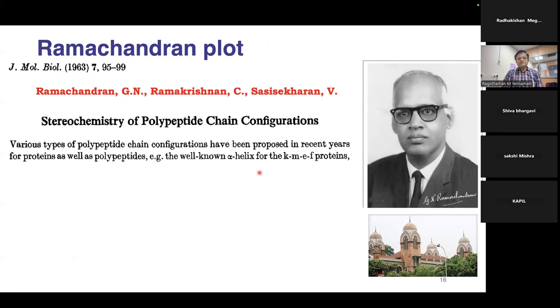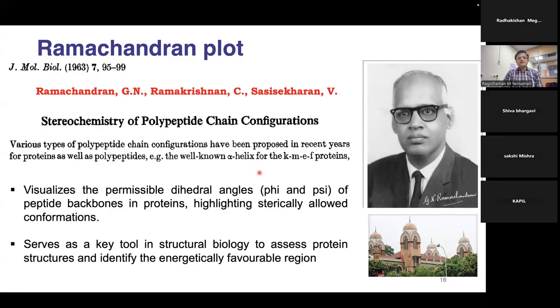At that point of time, he came up with the structure for the alpha helix, and he used that structure to determine what all the permissible dihedral angles can be. That is for the phi and psi, because these are the only two bonds that can be rotatable.